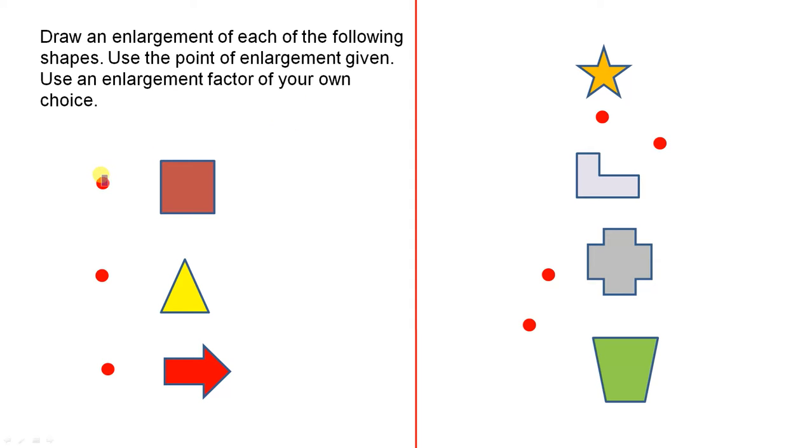Here is the center of enlargement, or the point of enlargement. That is where the rays begin. This is the original image, so you need that for any type of enlargement. You need the original image, and you also need an enlargement factor. So you might decide that the image that's enlarged could be twice as big as the original, or 3 times, or any other factor of your choosing.